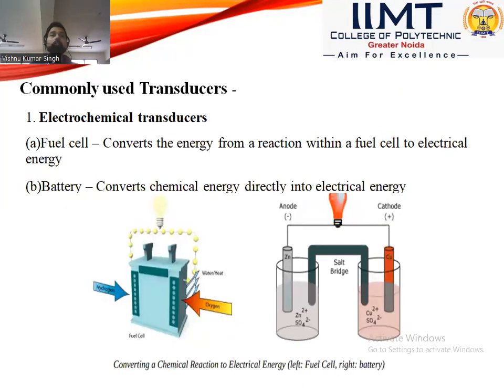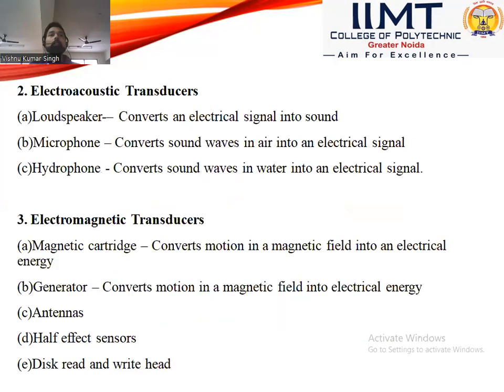Now let us see the commonly used transducers. First are the electrochemical transducers. Examples are a fuel cell, which converts the energy from a reaction within the fuel cell to electrical energy. Next is the battery, which converts chemical energy directly into electrical energy. The next type of transducer is the electroacoustic transducer. Examples are the loudspeaker, which converts an electrical signal into sound, the microphone, which converts sound waves into an electrical signal, then the hydrophone, which converts sound waves in water into an electrical signal.